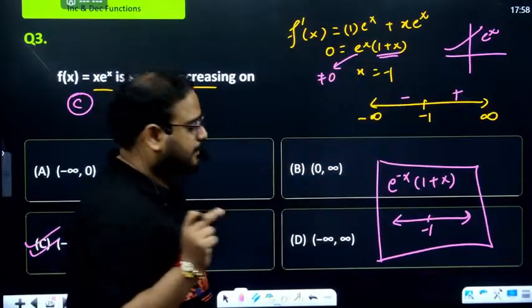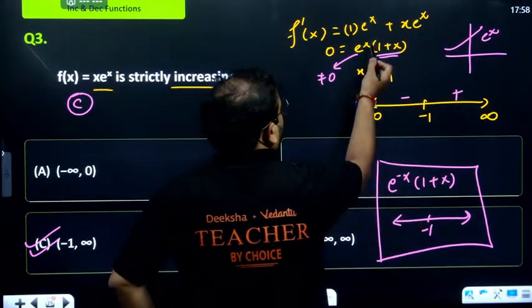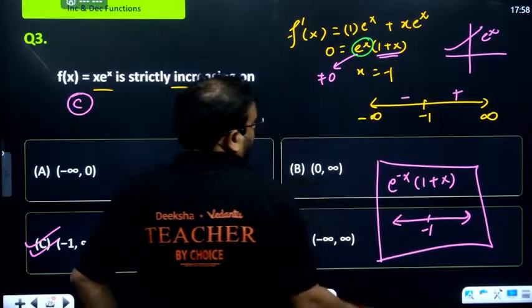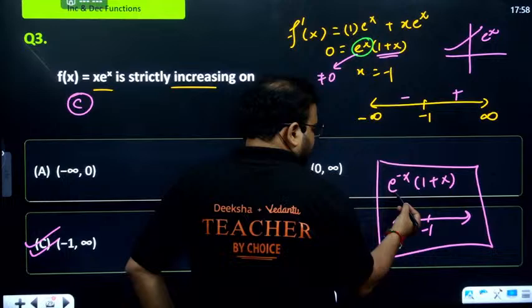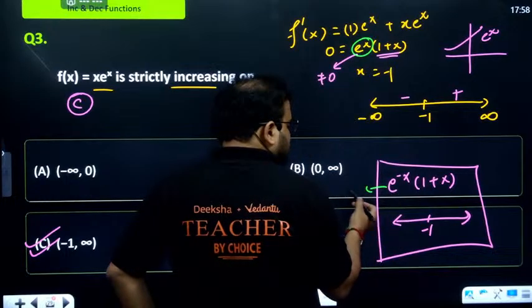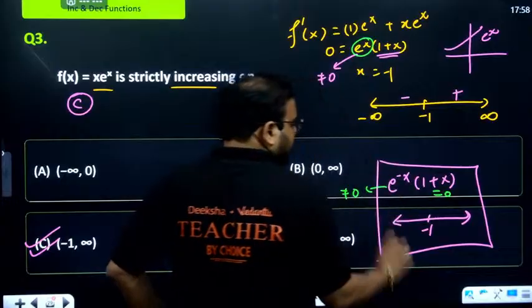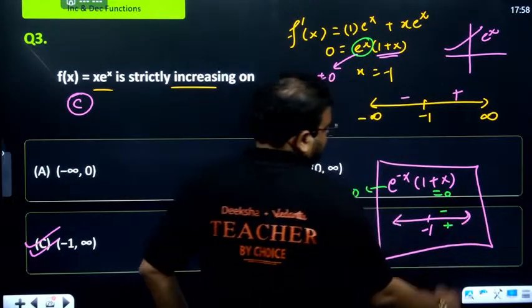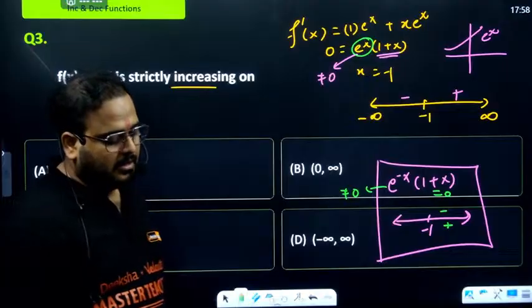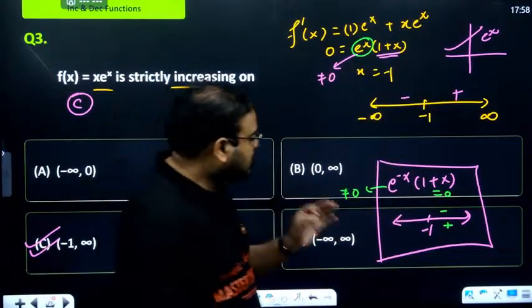Please listen to me. I'm going to ask again. Here we have e power x. What if we have e power minus x, sir? From this point, we will not get any critical point because this is never 0. But the other factor will be 0 when x is minus 1. So will I put here minus sign or plus sign? Shall I put here minus or plus? Correct. I'll put plus only.